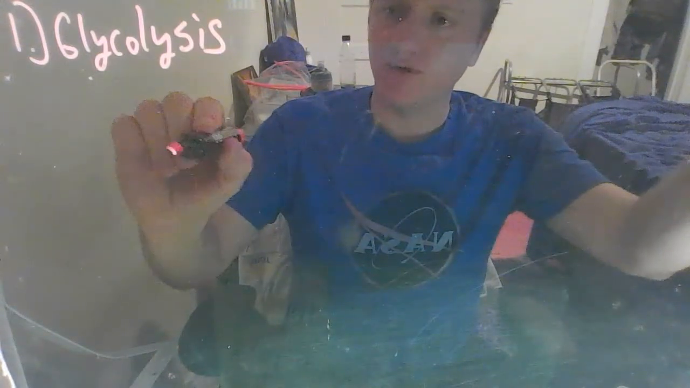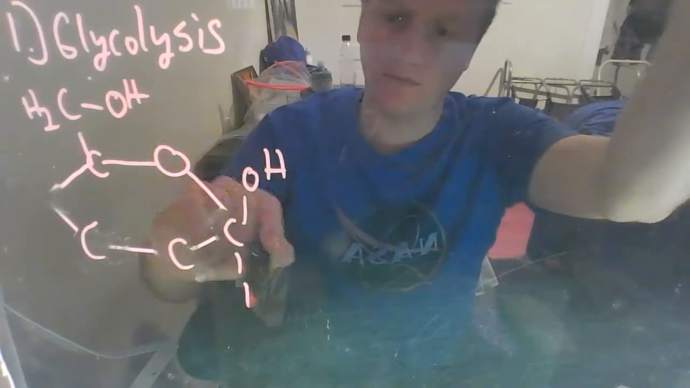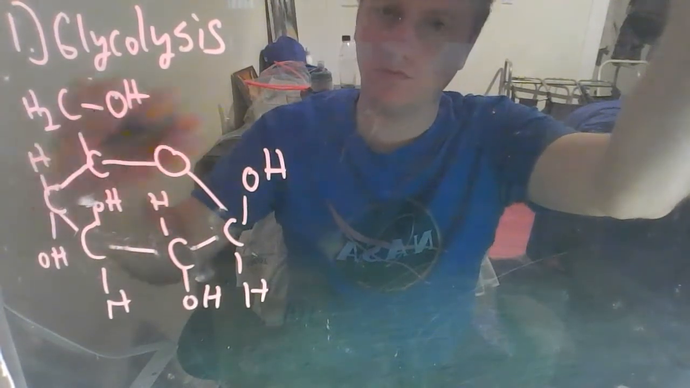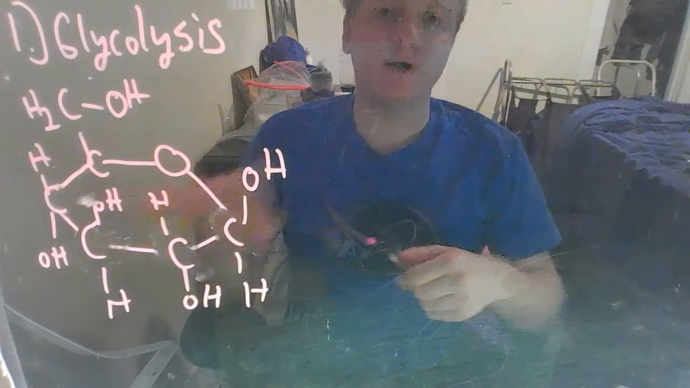We're talking about glycolysis, which is the first part of cellular respiration, where you're converting glucose into energy. In this first part, we're taking glucose and starting to break it down into simpler molecules. So I'll just draw a glucose. Okay, so here is our glucose molecule. I'm not expecting you to be able to draw a glucose molecule.